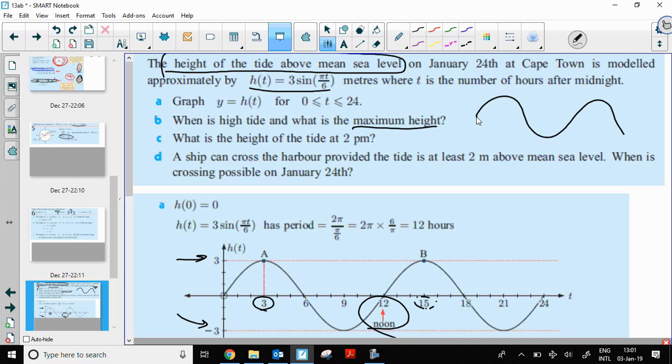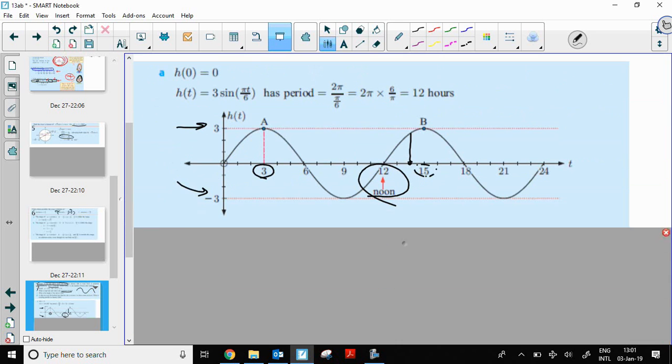What's the height of the tide at 2 p.m.? Okay, well, at 2 p.m. that's 14. You could plug 14 into your equation. I don't think anybody's going to know off the top of their head what sine of 14 pi over 6 is. Or will we? Hang on a second. 14 pi over 6 is the same as 7 pi over 3, and we should be able to work that out. Yes, absolutely. In fact, let's scroll down and see it.